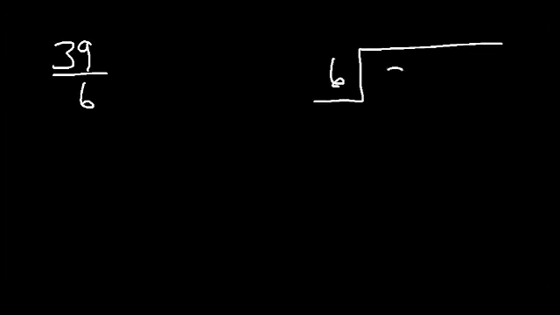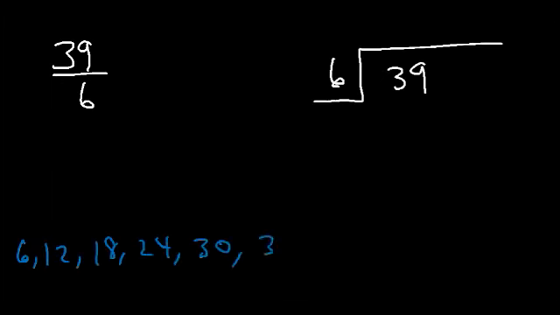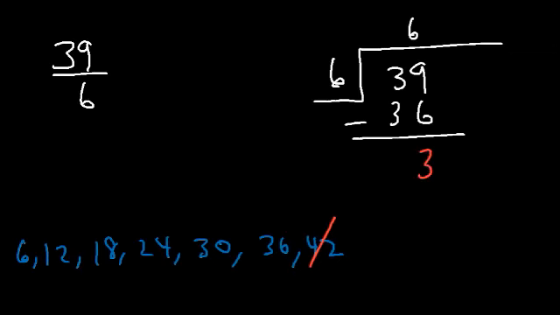The 39 is going to go inside the long division symbol. Now you have to ask yourself, how many times does 6 go into 39? Well, if you write out all the multiples of 6, it's 6, 12, 18, 24, 30, 36. 42 is too much, so we're going to get rid of that. You need to add 6 times to get to 36, since 6 times 6 is 36. And then you need to subtract these numbers. 39 minus 36 is 3.